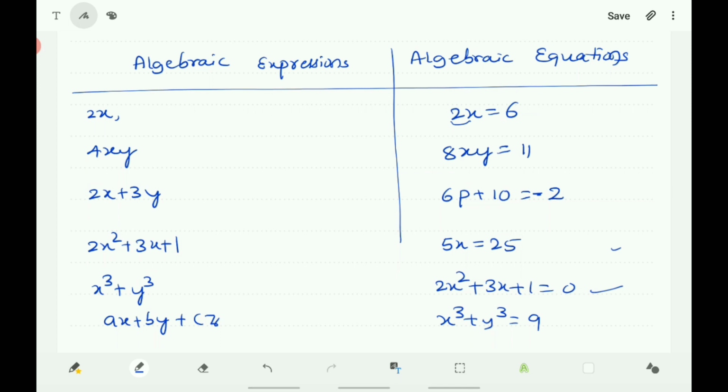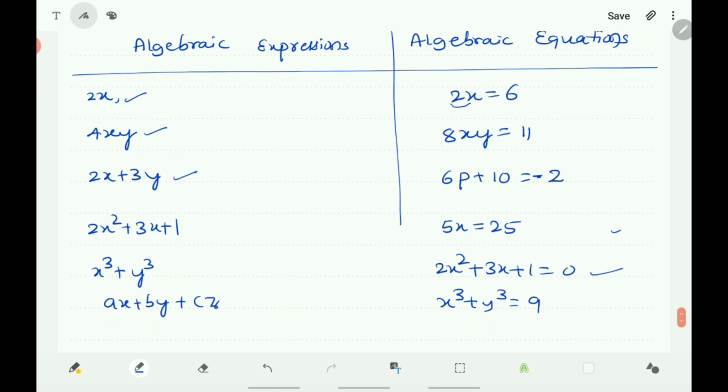An algebraic expression may have one variable or more than one variable, and here we have to consider the expression with only one variable. See here, 2x has only one variable, and in 4xy there are two variables x and y. In 2x plus 3y there are two variables x and y, and in 2x square plus 3x plus 1 there is only one variable. In x cube plus y cube two variables are there, x and y. In ax plus by plus cz there are three variables x, y and z.